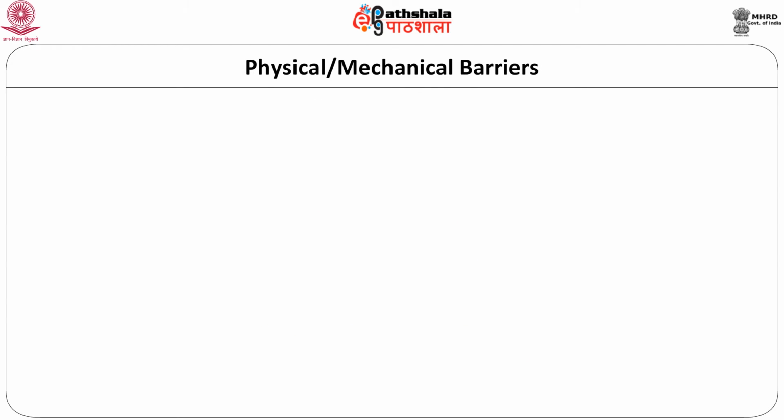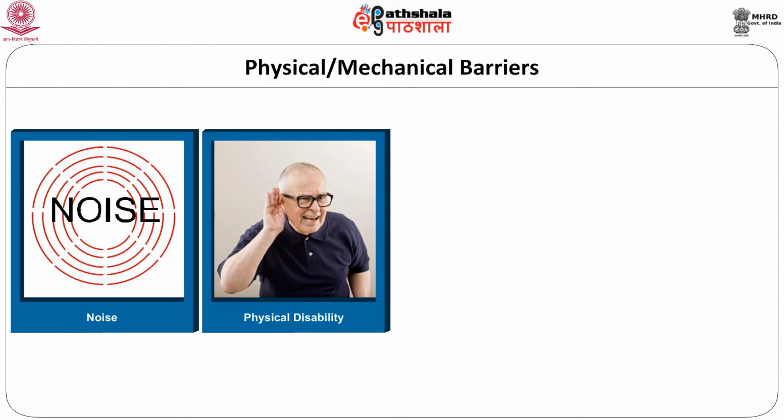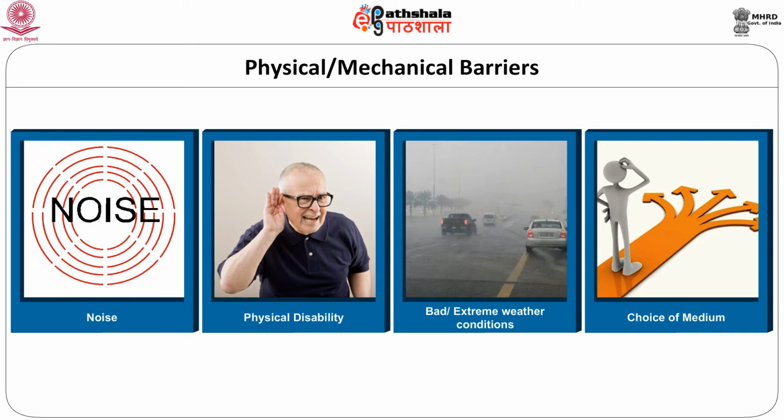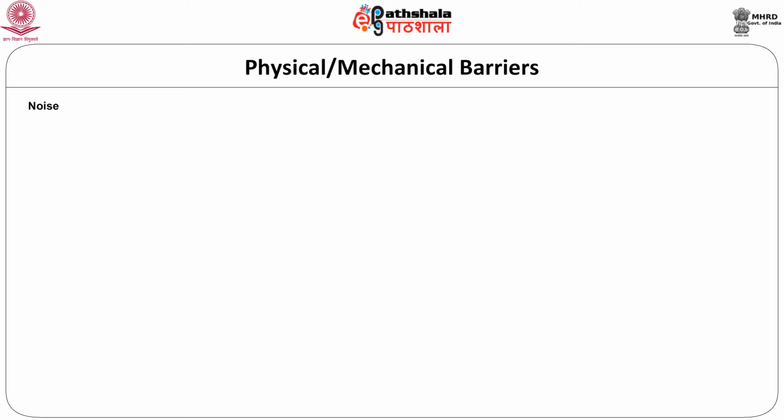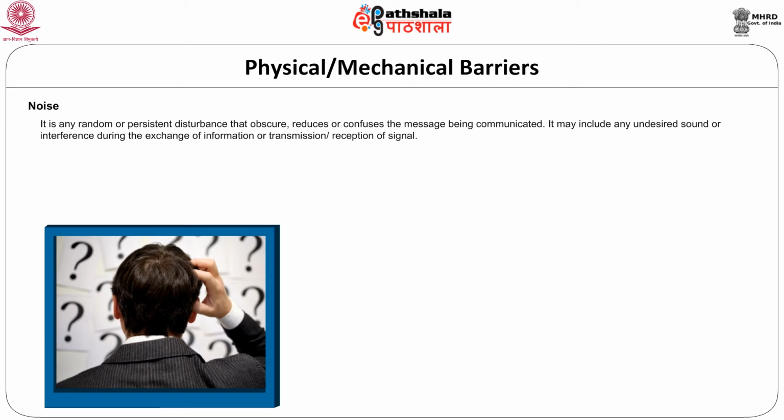The first category of barriers is physical and mechanical barriers. It includes all those factors which physically obstruct the transmission or transfer of message or signal from a sender to the receiver. The example of physical barriers includes, first, noise. We all know there is so much noise going on when we communicate, when we interact with people. This noise is any random or persistent disturbance that obscures, reduces or confuses the message being communicated. It may include any undesired sound or interference during the exchange of information or transmission of signal or its reception at the level of receiver.